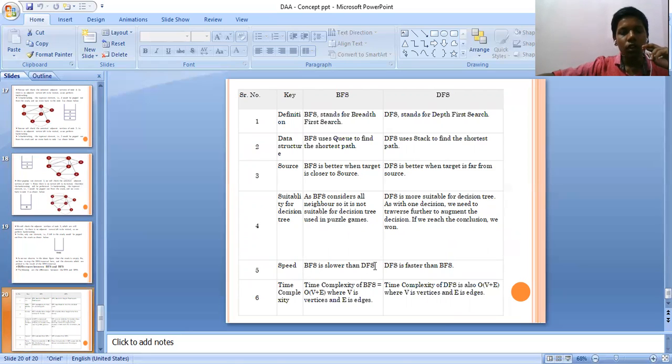Speed. BFS is slower than DFS. DFS is faster than BFS. Time complexity. The time complexity of BFS is big O of V plus E, where V is vertices and E is edges. The time complexity of DFS is big O of V plus E, where V is vertices and E is edges.